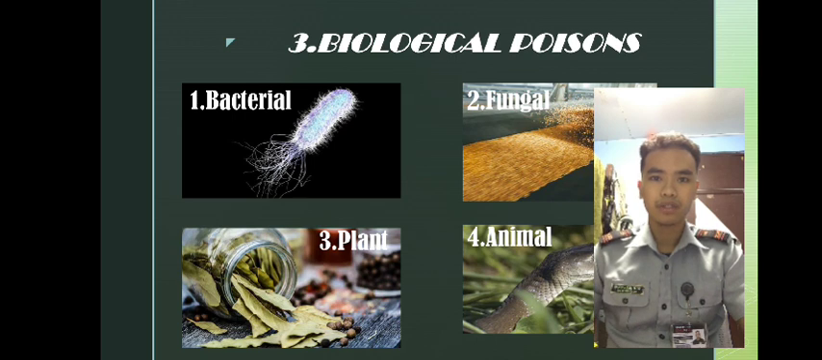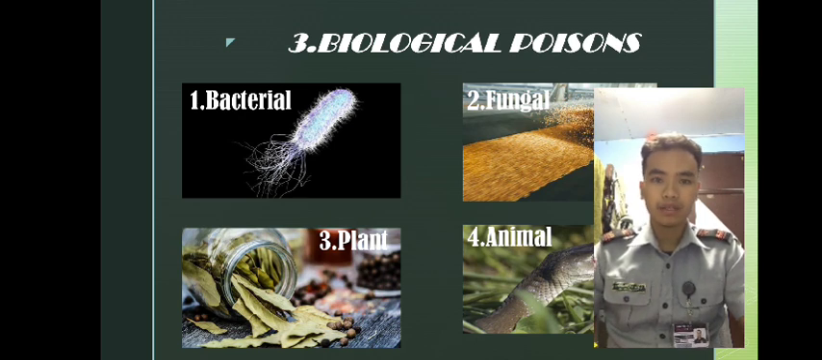Some bacteria produce toxins that can cause severe illness or death in humans. Examples include botulinum toxin produced by Clostridium botulinum and tetanus toxin produced by Clostridium tetani. Second, fungal toxins. Some fungi produce toxins that can be harmful to humans if ingested. Examples include aflatoxins, which can contaminate crops like peanuts and corn, and ergot alkaloids, which can contaminate grains like rye.